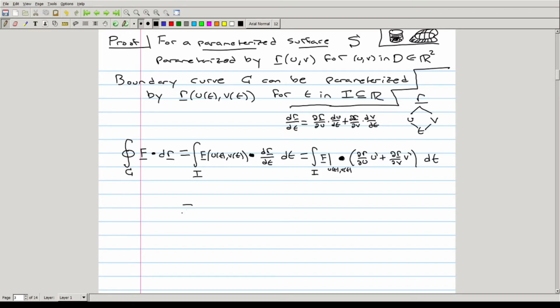This now simplifies very nicely. This becomes the integral over the interval I of f dot product with dr du times u prime dt, plus the integral over I of f dot product with partial r partial v times v prime dt.